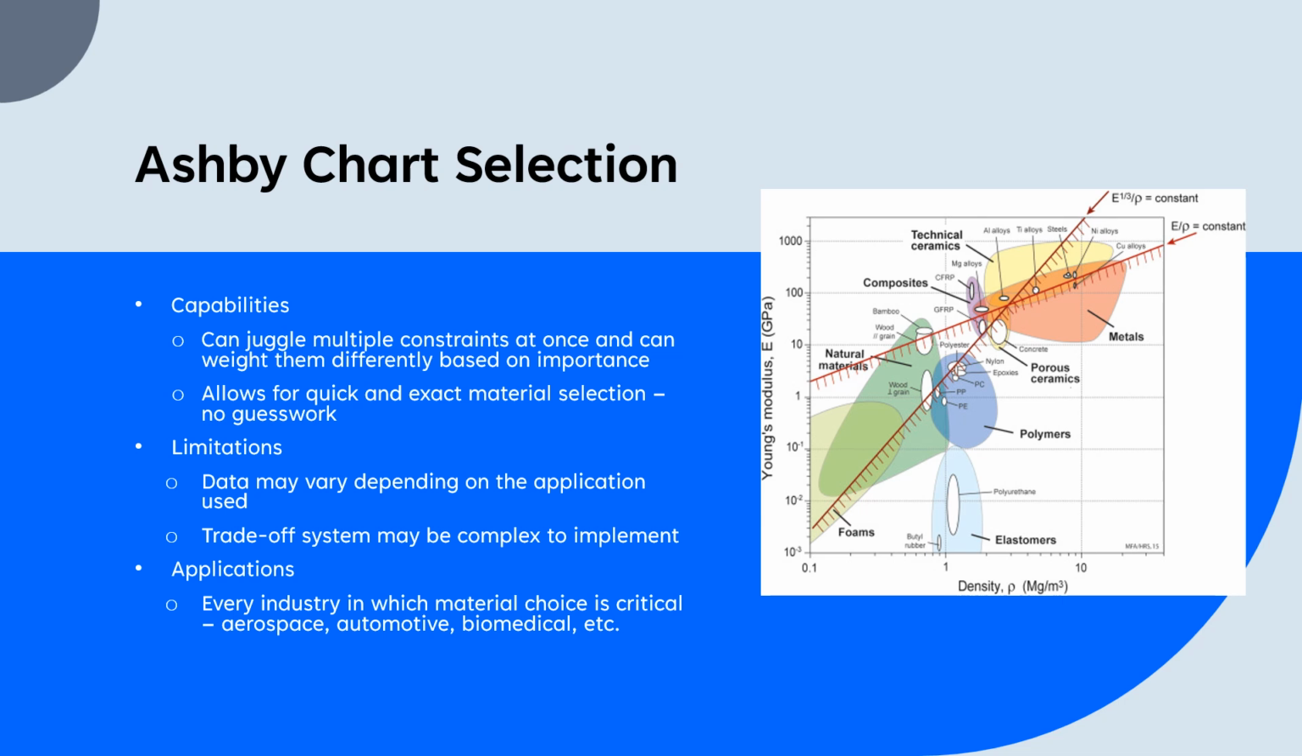However, it depends on the application you're using. Sometimes a lot of them don't have the materials that you might be looking for. A lot of them are very limited. So your material selection process might be very limited just because of the constraints of the materials database. But yeah, it's still a really great tool to use. This can be beneficial to pretty much any industry: aerospace, automotive, biomedical, etc. Anywhere where material choice is a very integral part of the manufacturing process.